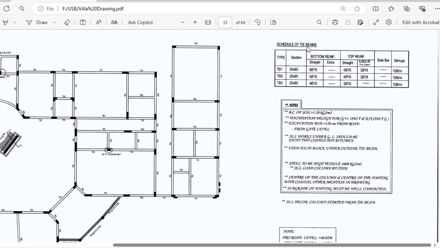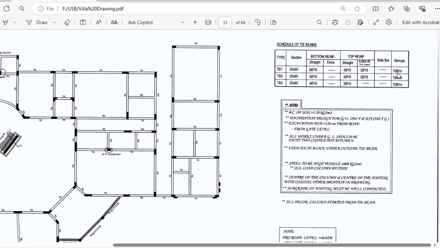First of all, we have the schedule for tie beam types, TB1, TB2, TB3. Section we have 20 by 60, that is 20 centimeter width and 60 depth. The same section you will apply, all tie beam sections are the same. The only difference is between the bottom and top reinforcement. Bottom reinforcement 16 mm, the dia of main bar is 16 mm, 6 pieces you will put there. Top reinforcement 16 mm, 4 bars, and extra bar you will put 16 mm also, 2 pieces.